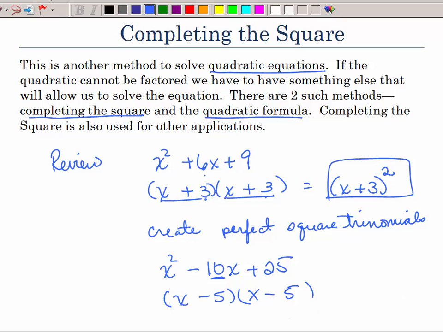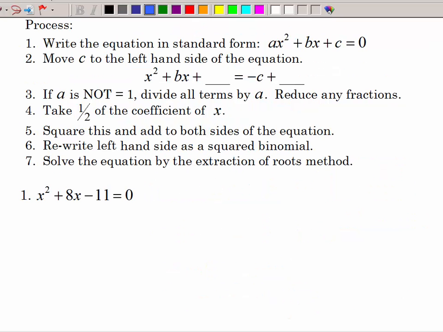So let's look at our problems. In order to complete the square, we have to have a quadratic equation in standard form, meaning set equal to 0. And since we want to complete the square, we need to get the constant to the other side. So we're going to move it to the other side, and I like to put blanks. So let's do that. But let me read step 3. If a is not equal to 1, we have to make it 1 by dividing all those terms. So let's just take it a step at a time.